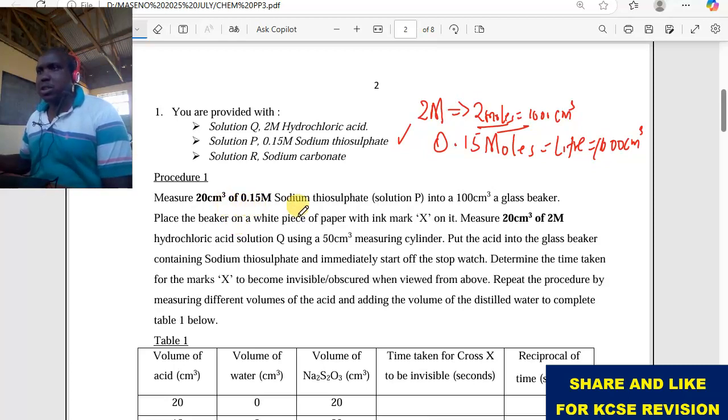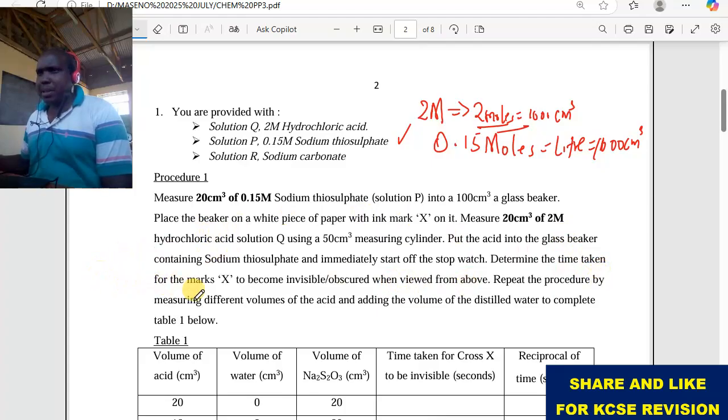Measure 20 centimeters cube of this solution P into a glass beaker. Place the beaker on a white paper like that, and there is the X mark. Measure 20 of 2 molar hydrochloric acid, solution Q, using a 50 centimeters cube measuring cylinder. Put the acid into the glass beaker containing sodium thiosulfate and immediately start off the stopwatch. Determine the time taken for the X to become invisible, that is to be obscured, that is to disappear.